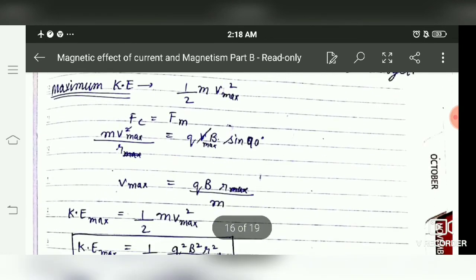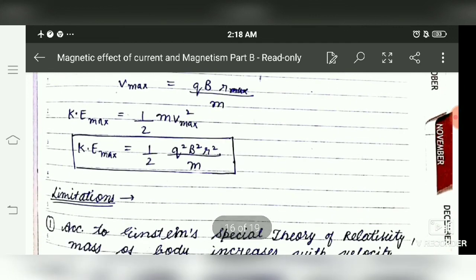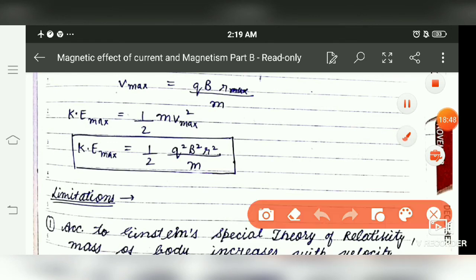So the maximum kinetic energy the particle can acquire, half m v square, we can calculate from this formula. Kinetic maximum is equal to, we just have to put the formula of velocity, that is nothing but qBR by m. So by substituting the value we get this kinetic energy.